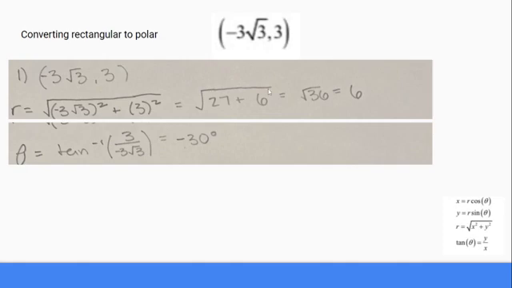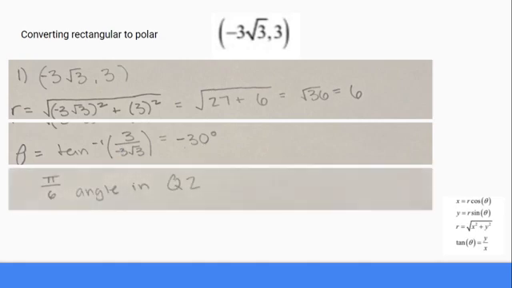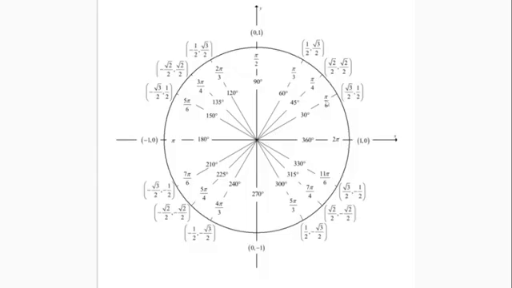Next, we want to solve for theta, and tangent is y over x. When you solve, you use tangent inverse, and you get -30, and then you use our unit circle to find pi over 6, which is the same thing as 30 degrees, and we're going to find that in quadrant 2, which is where this will be located. What you would get is (6, 5 pi over 6), and this is our unit circle, and you can see that 5 pi over 6 is our 30-degree angle in quadrant 2.